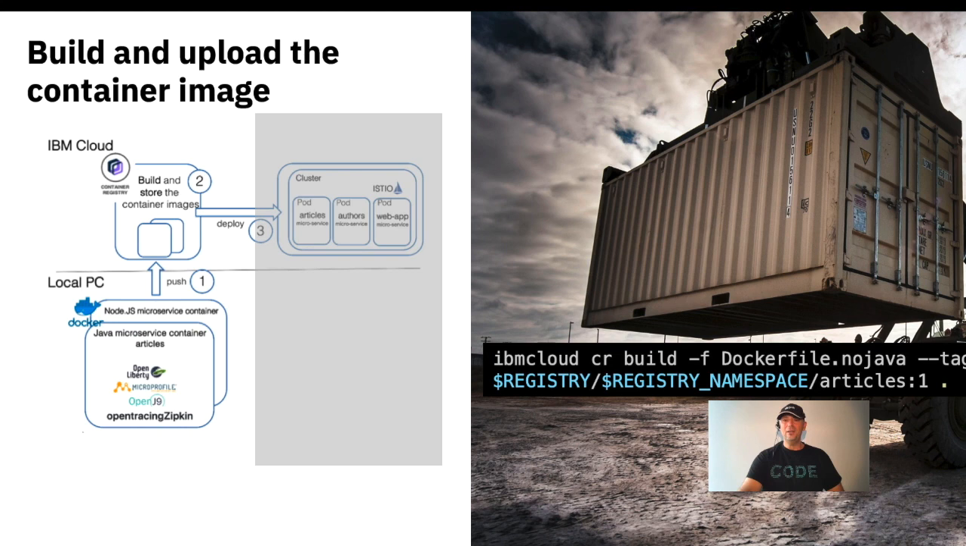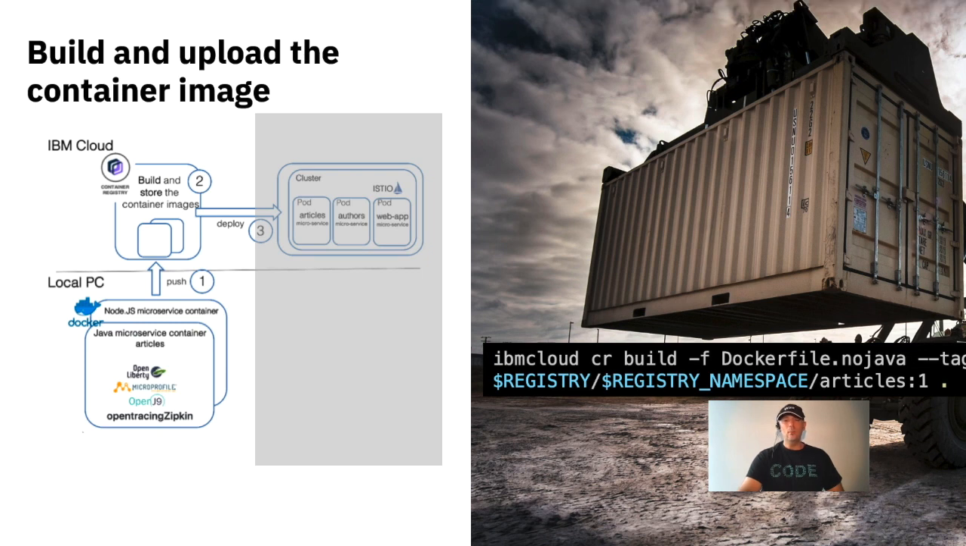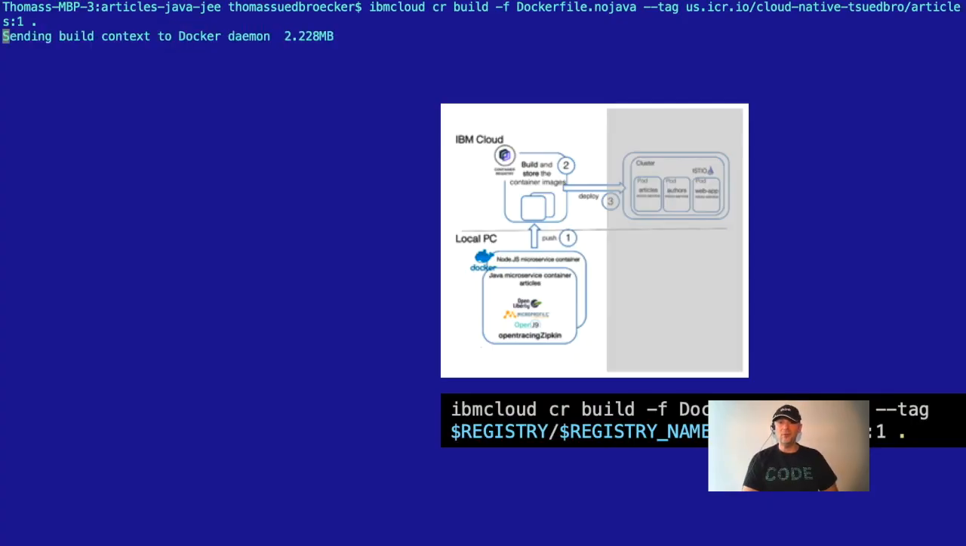Now we have defined the container image using a Dockerfile. Let's build and upload the container image to the IBM Cloud Container Registry. The uploaded image we will use later in our Kubernetes deployment in IBM Cloud. To build and upload in one step, we use the IBM Cloud CLI. In the CLI statement, you can see the name of the Dockerfile and a tag to identify the container inside the container registry.